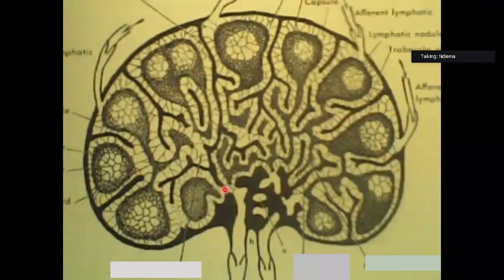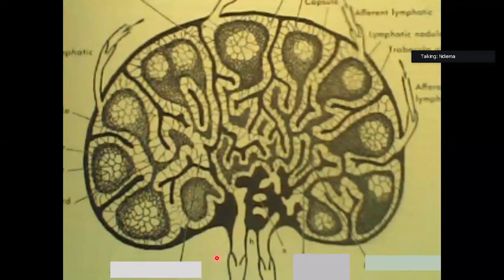The cortex, the lymph nodules and follicle, paracortex with the diffuse lymphoid tissue, and then the medulla with the medullary cords and medullary sinuses. From the medullary sinuses, all the lymph, once it has been filtered, then leaves as efferent lymphatic vessel. All these lymphatic vessels are equipped with valves to ensure unidirectional flow of lymph.